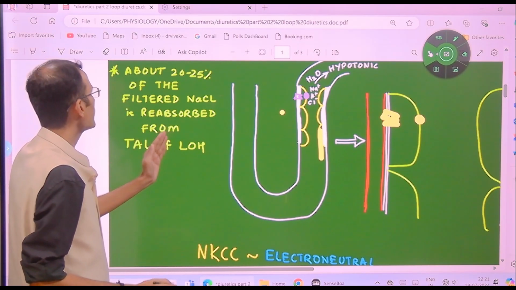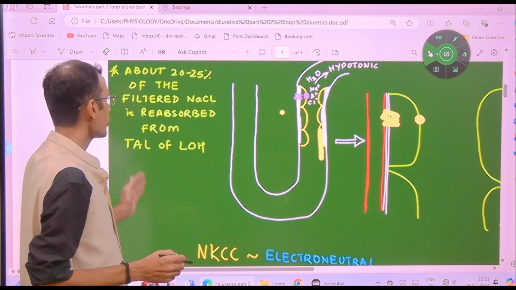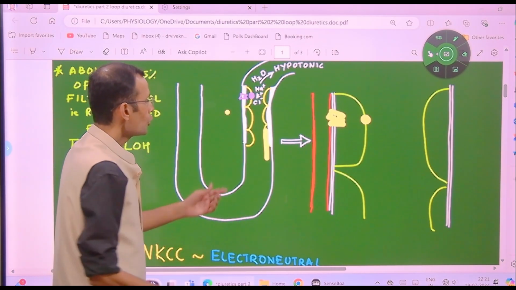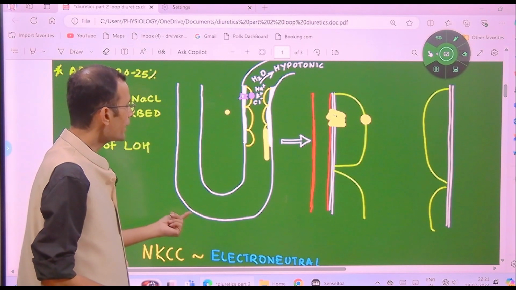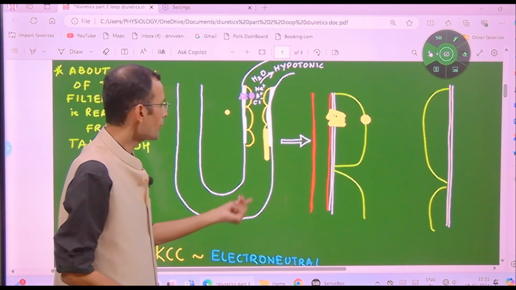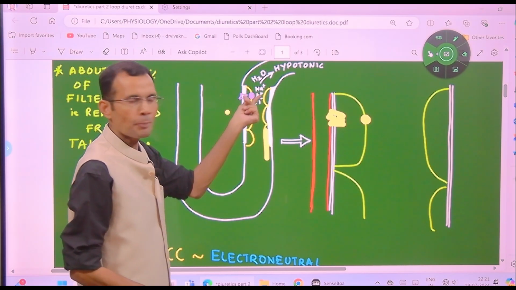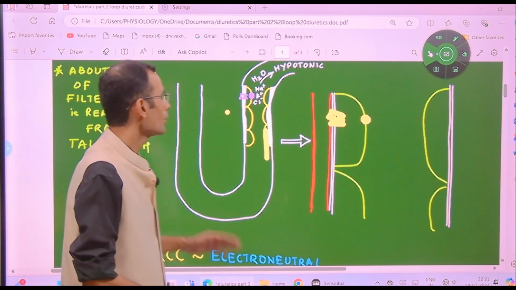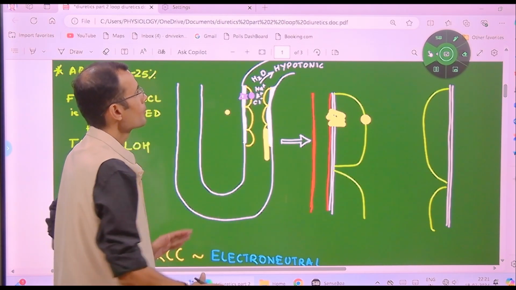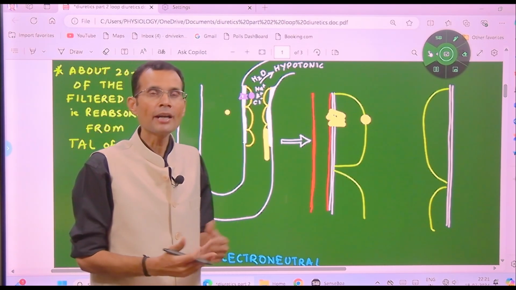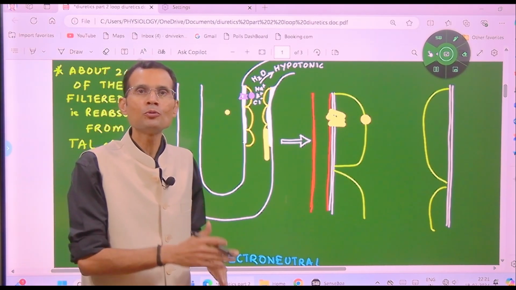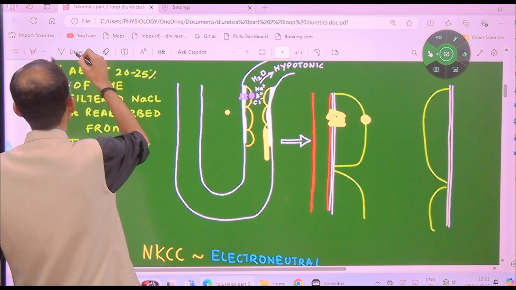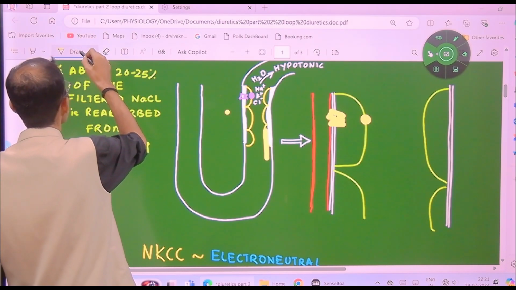About 20 to 25% of the filtered sodium chloride is reabsorbed from the thick ascending limb of loop of Henle. You know, in the loop of Henle, the descending limb and the ascending limb, the initial part is thin and the later part is thick, which is where the diuretic action is going to be. And here sodium, chloride and potassium are going to move. Sodium chloride are going to be reabsorbed. Let's see how the sodium chloride reabsorption takes place.